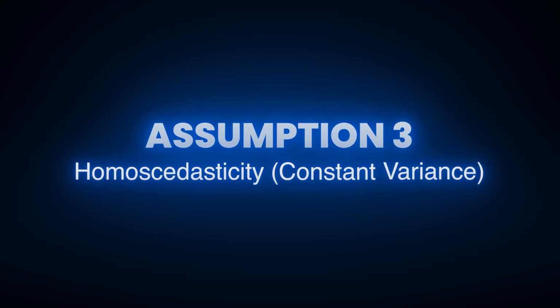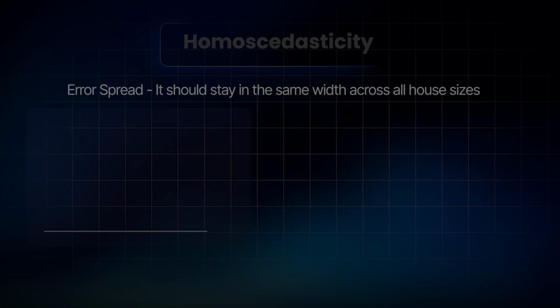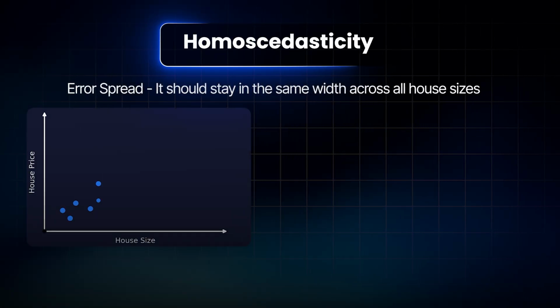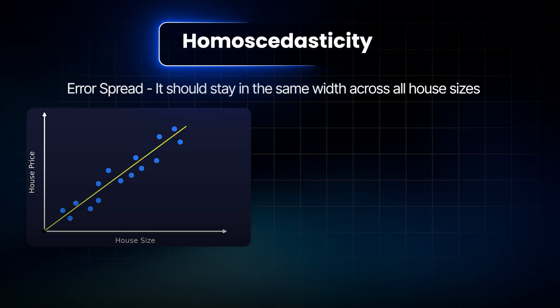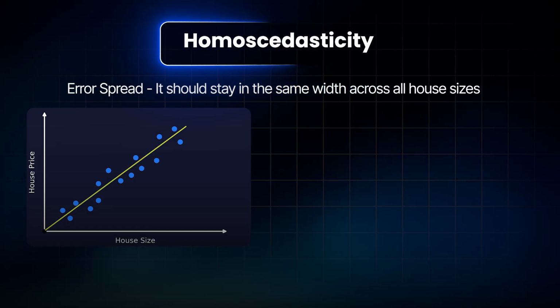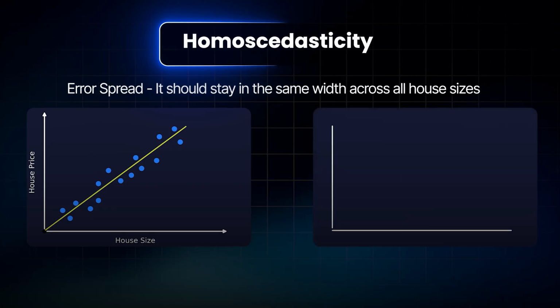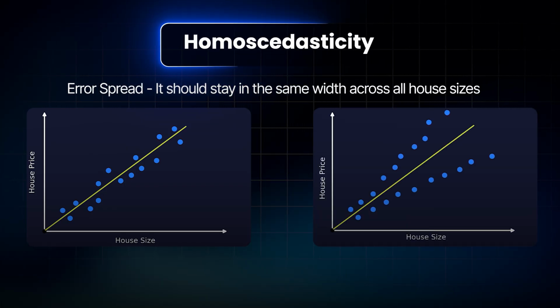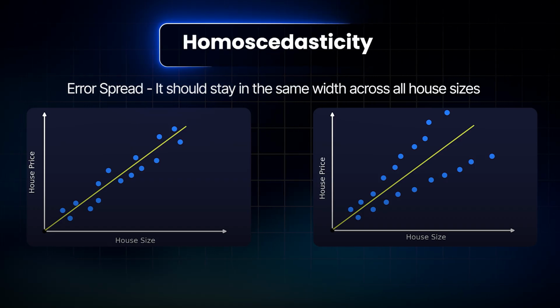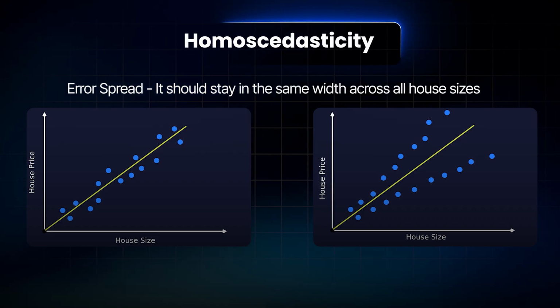Assumption 3, homoscedasticity. The spread of errors should be uniform across all prediction ranges. Imagine predicting house prices. The prediction errors shouldn't be huge for expensive houses and tiny for cheap ones. If they are, the model is biased and violates this assumption.